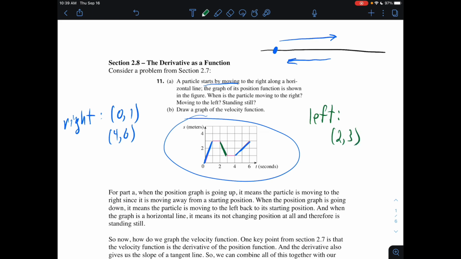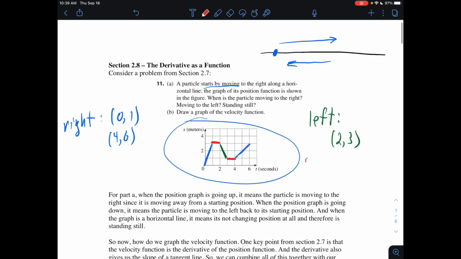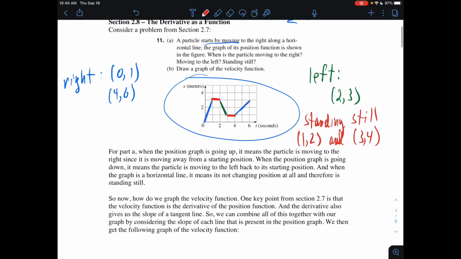And then finally, where is it standing still? That would be where we see these horizontal lines, because the position is not changing, it's just staying where it is. So this would be from 1 to 2 seconds, and also from 3 to 4 seconds. Okay, so that's just understanding the graph of the position function.